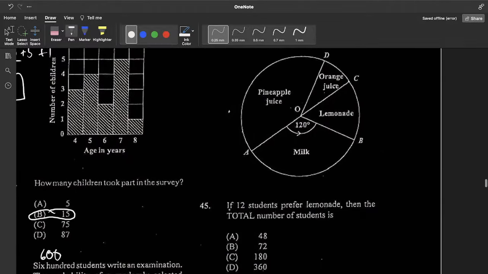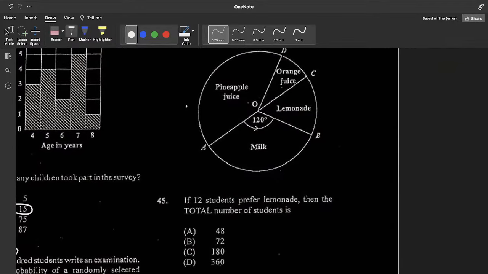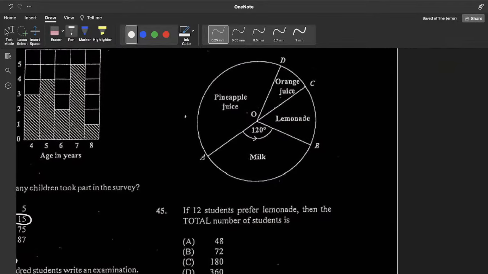So if 12 students prefer lemonade, then the total number of students. We're trying to figure out the total number of students by knowing what lemonade is. So lemonade represents 12 students.